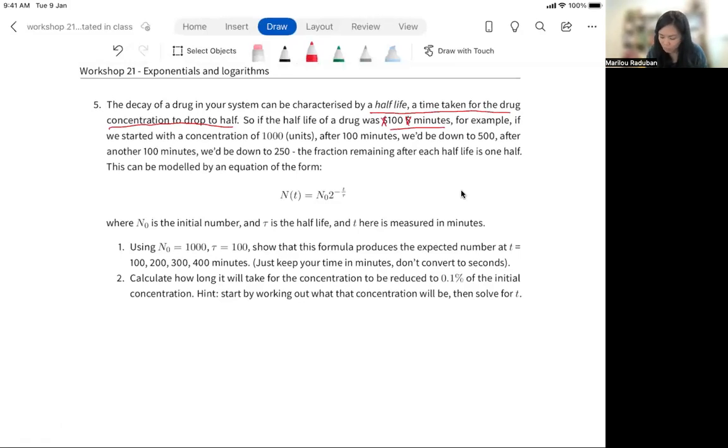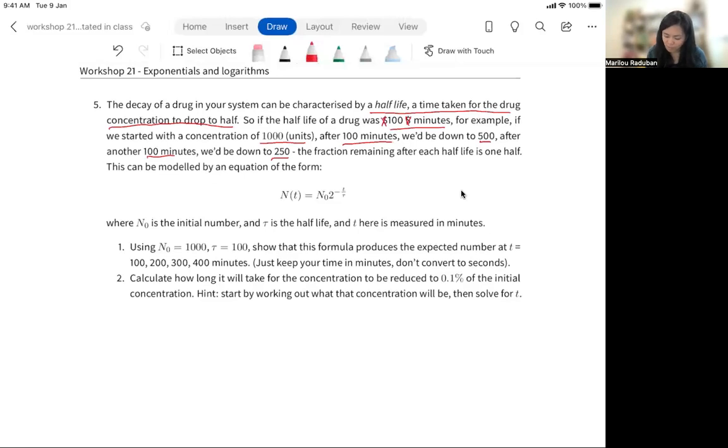The half-life is 100 minutes. For example, we started with a concentration of 1,000 units. After 100 minutes, the concentration will be down to 500, because half-life means the original amount will be halved after a half-life. So after another 100 minutes, 500 will be halved, and then you're down to 250.